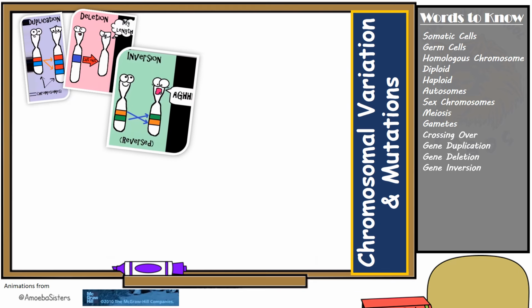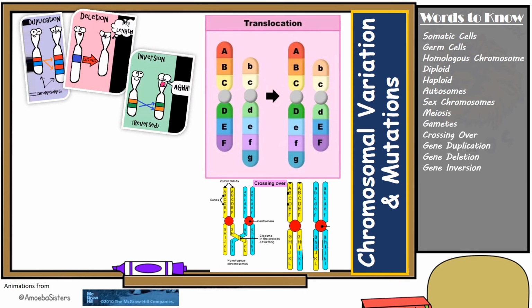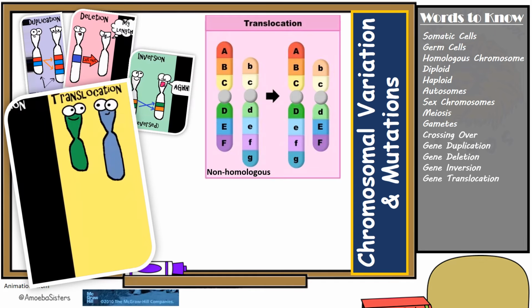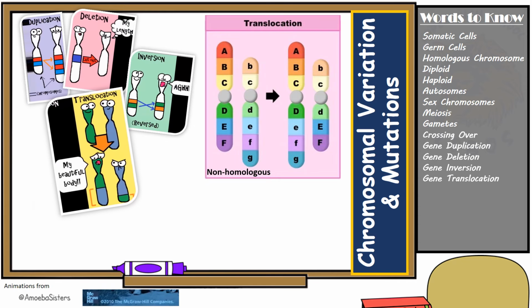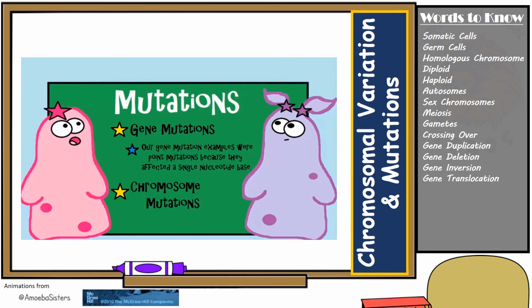Okay, lastly, we have translocation mutations, which should not be confused with crossing over. Crossing over happens with two homologous chromosomes, and they're exchanging information regarding the same genes. Translocation, on the other hand, involves the exchange of information, but with non-homologous chromosomes. In other words, it's involving different genes. Chromosomal mutations change the number or sequence of the genes in a chromosome. Now, it's important to note that all mutations change an organism's genetic information.